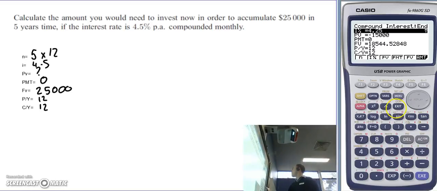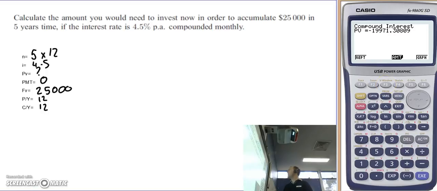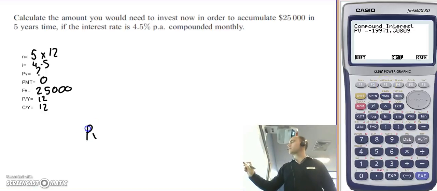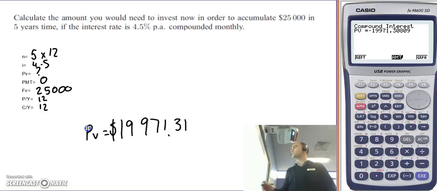We come over, we pop those into our calculator. So 5 by 12 is still 60. 4.5. Present value is what we're trying to find. I always like to set it to 0. PMT is still 0. Future value is 25,000. PY and CY are both 12. So then we solve for PV and we find that I need to put in $19,971.31. So that's how much I have to put in.